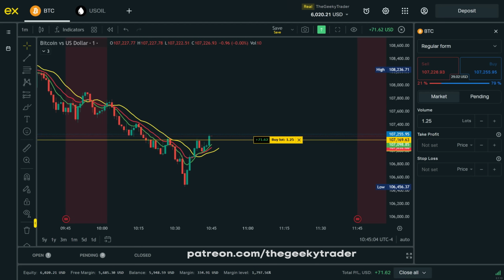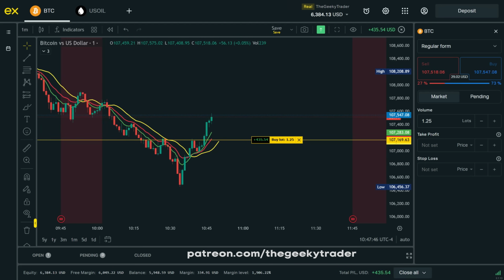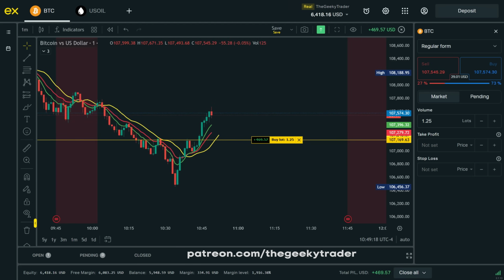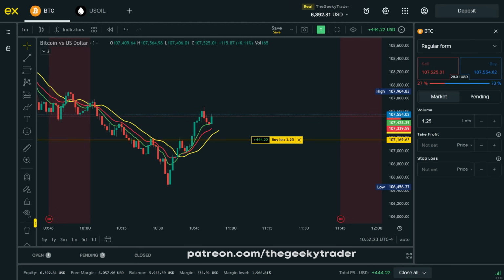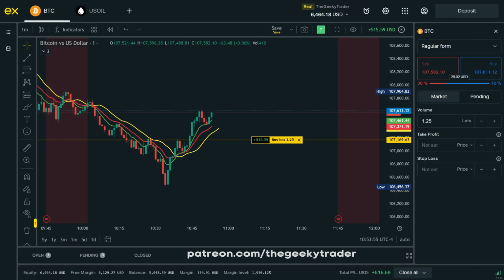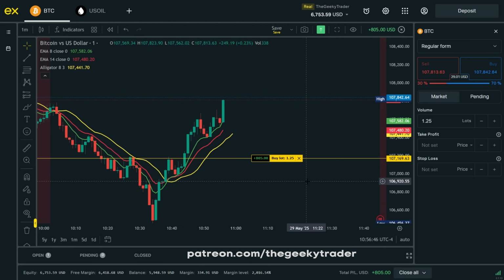But what really caught my eye is the yellow line, the lips of the alligator. It's moving far away from both the green and red lines. That tells me that the bullish momentum is strong and it's a great time to take a buy trade. So I jumped in and took the trade, and right now I'm already up around $800 in profit. That's a great result for this setup.